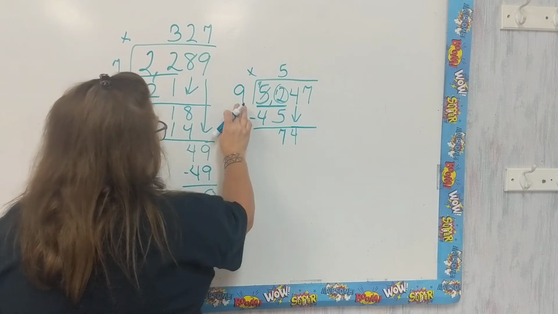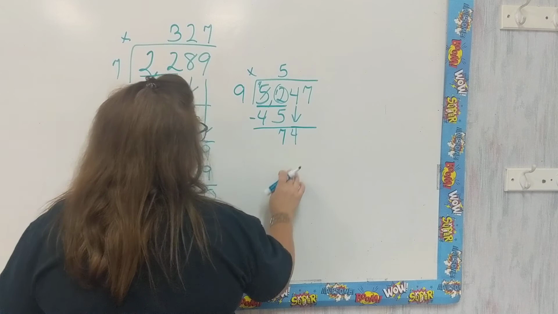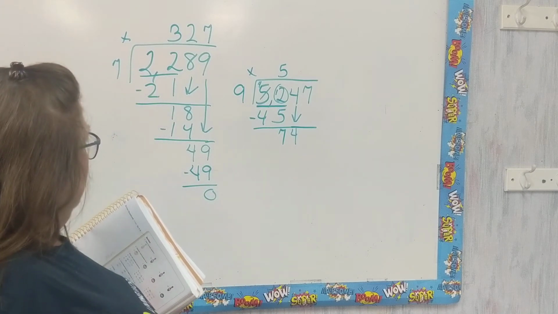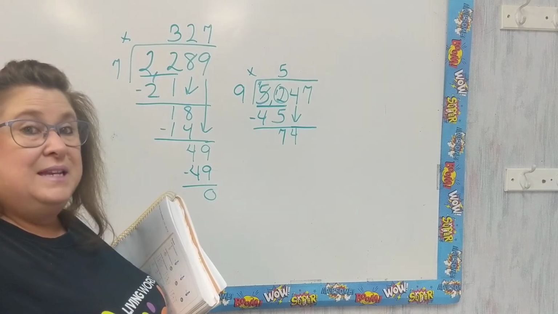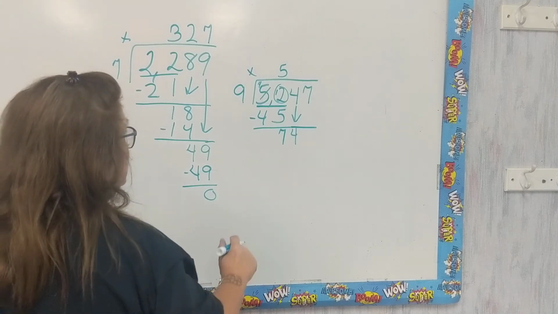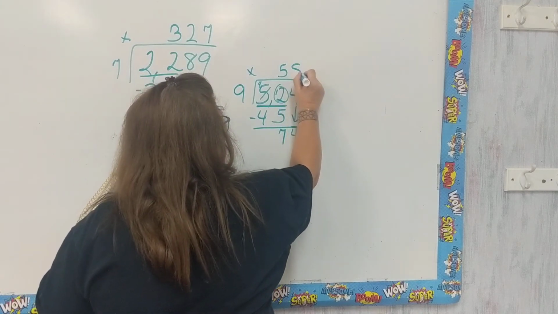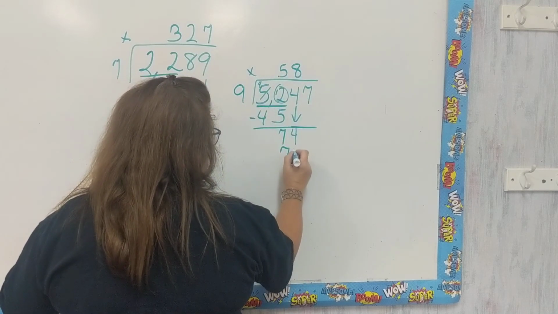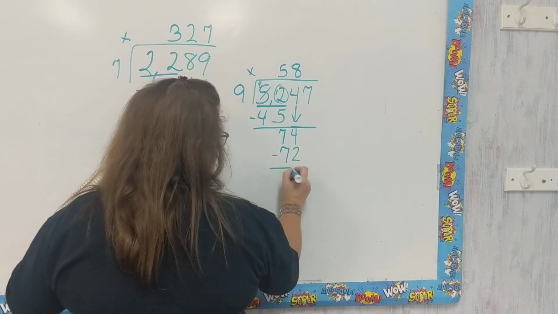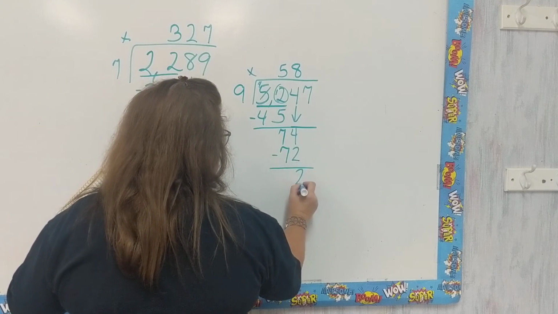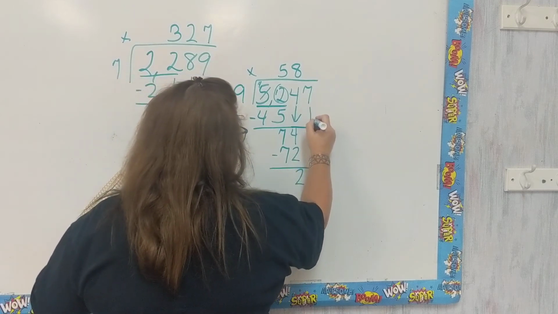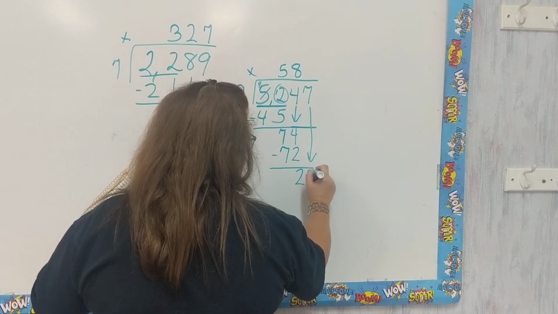How many times will 9 go into 74? Well, 9 times 8 is 72. So I'm going to go ahead and stick an 8 up here. We're going to multiply. 9 times 8 is 72. We're going to subtract. 4 minus 2 is 2. Is 2 smaller than 9? It is. So we bring down our last digit, which is a 7.